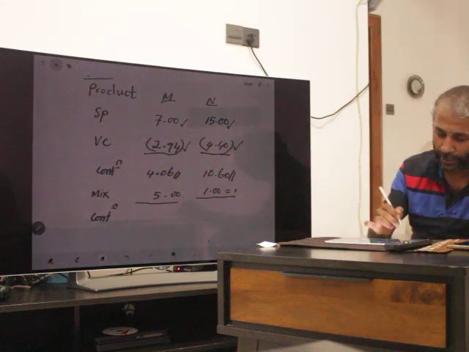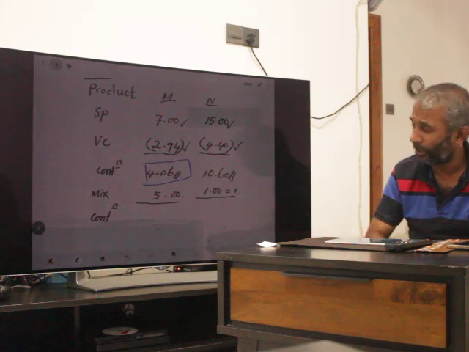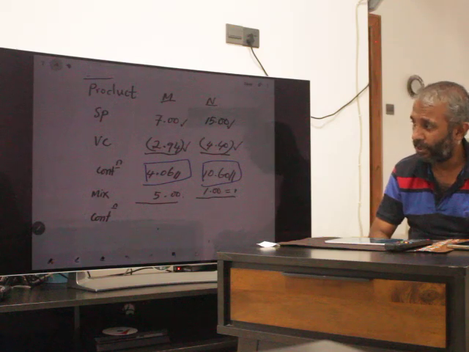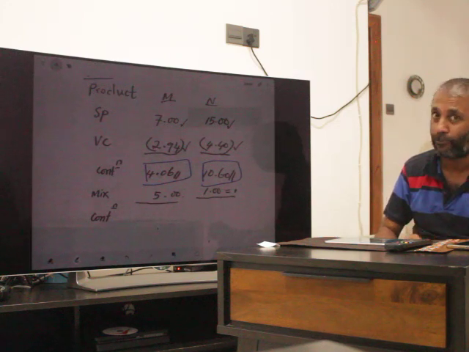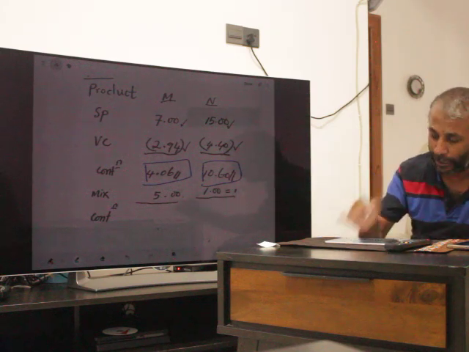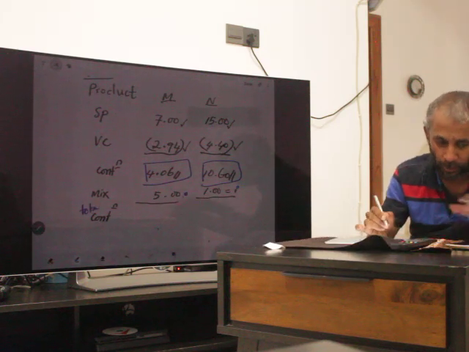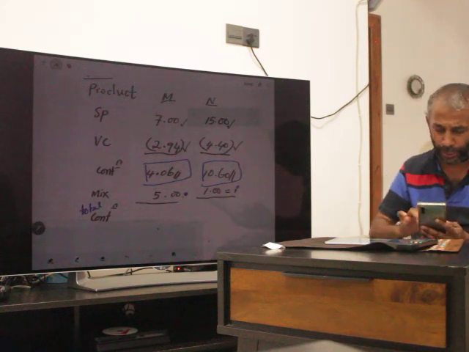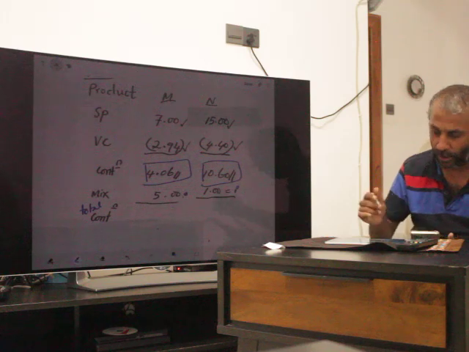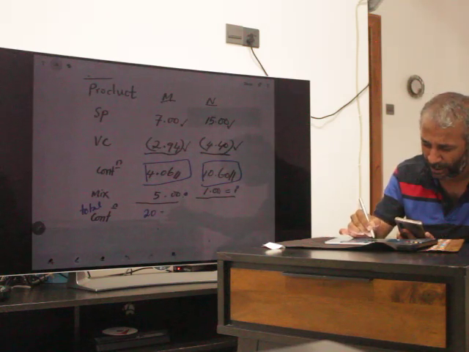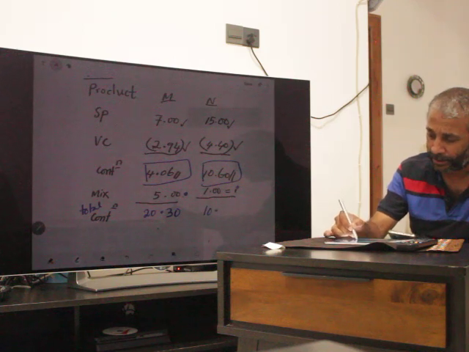Now I already calculated the contribution per unit for both M and N. Then I know the product mix. For product M, our mix was 5 units. Whenever I produce 5 units, I will be producing 1 unit of N. So I have the mix here. Accordingly, now I have to calculate the total contribution. The total contribution will be 4.06 multiplied by 5, which gives me 20.30, and 10.60 multiplied by 1, which gives 10.60.